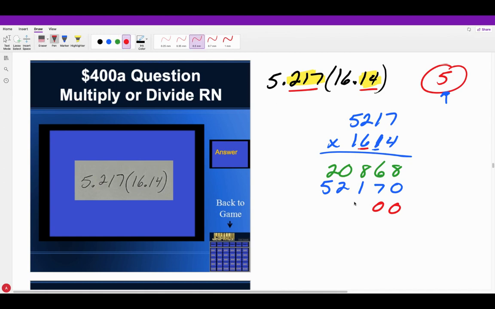So now we do 6 times 7, which is going to be 42. So I put my 2 and I carry that 4 over, which is representing thousands. 6 times 1 plus 4 is 10. So I put the 0 and carry the 1. 6 times 2 plus 1 is 13. And 5 times 6 plus 1 is 31.